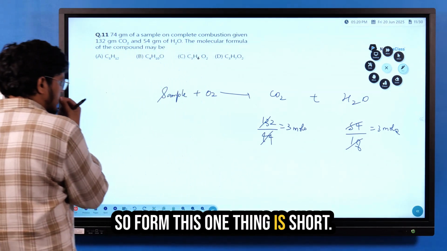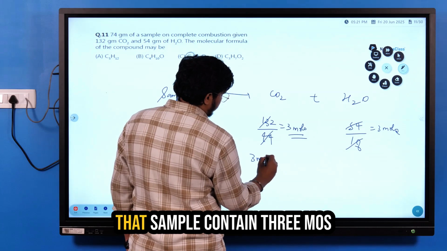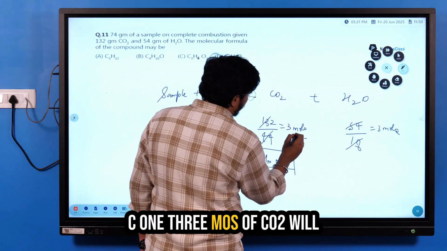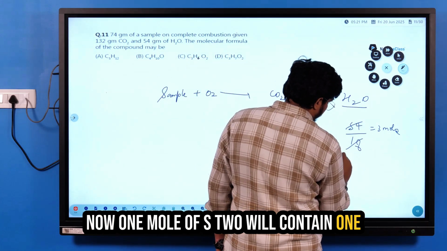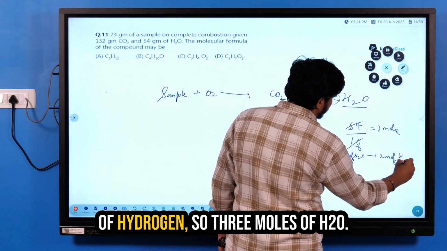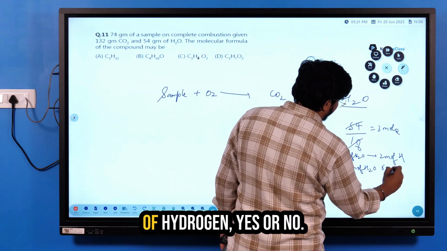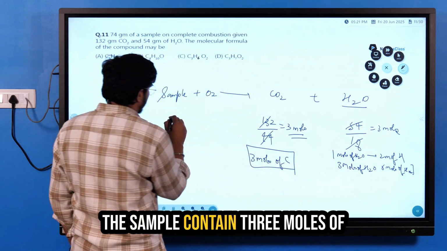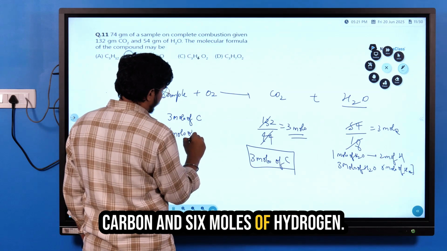To form this, one thing is sure, that the sample contains minimum 3 moles of carbon, yes or no? The sample contains minimum 3 moles of carbon, because 3 moles of CO2 will contain 3 moles of carbon. Now 1 mole of H2O will contain 2 moles of hydrogen. So 3 moles of H2O will contain 6 moles of hydrogen, yes or no? So it means the sample contains 3 moles of carbon and 6 moles of hydrogen.